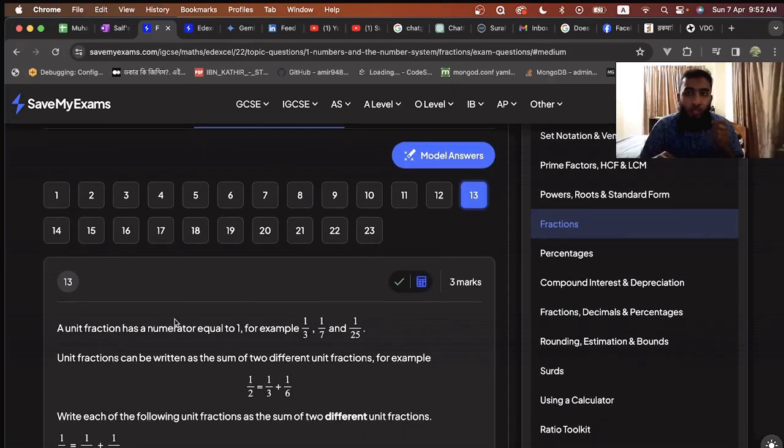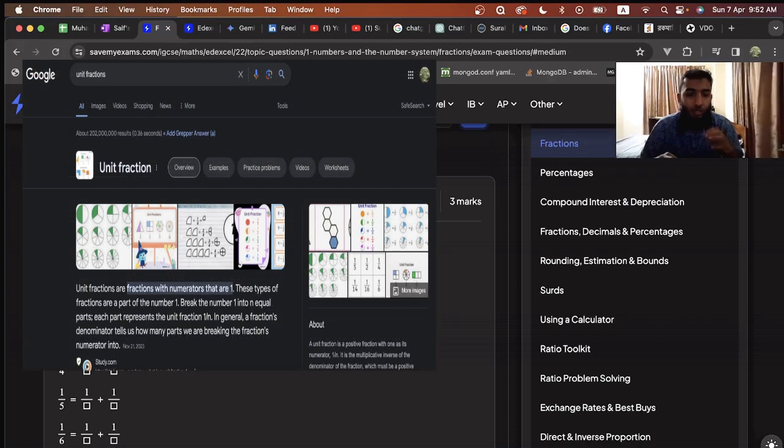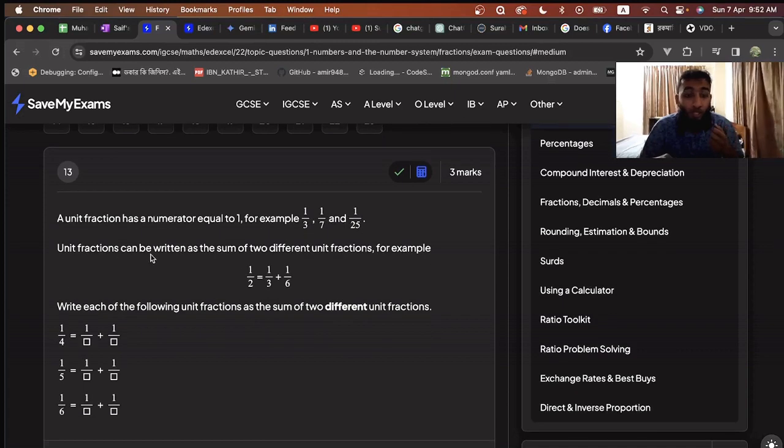Now we focus on problem number 13 from the medium category of the topic fractions. Problem 13 is a bit different from the previous problems that we encountered. So let's read the problem. It says a unit fraction has a numerator equal to 1. For example, 1 by 3, 1 by 5, or 1 by 7, 1 by 25. This is called a unit fraction. The numerator is always 1. Unit fractions can be written as the sum of two different unit fractions. For example, 1 by 2 equals 1 by 3, which is one unit fraction, plus 1 by 6, which is a different unit fraction. Two different unit fractions, 1 by 3 and 1 by 6, equal half, another unit fraction.